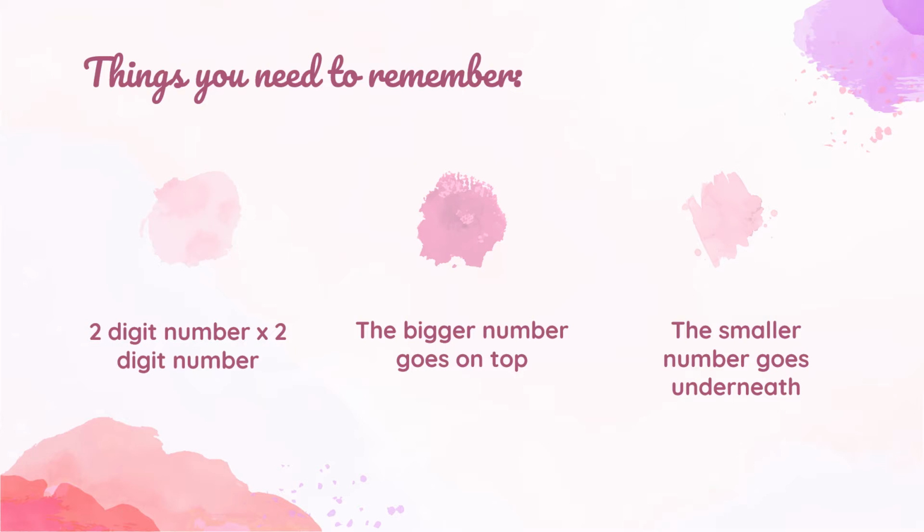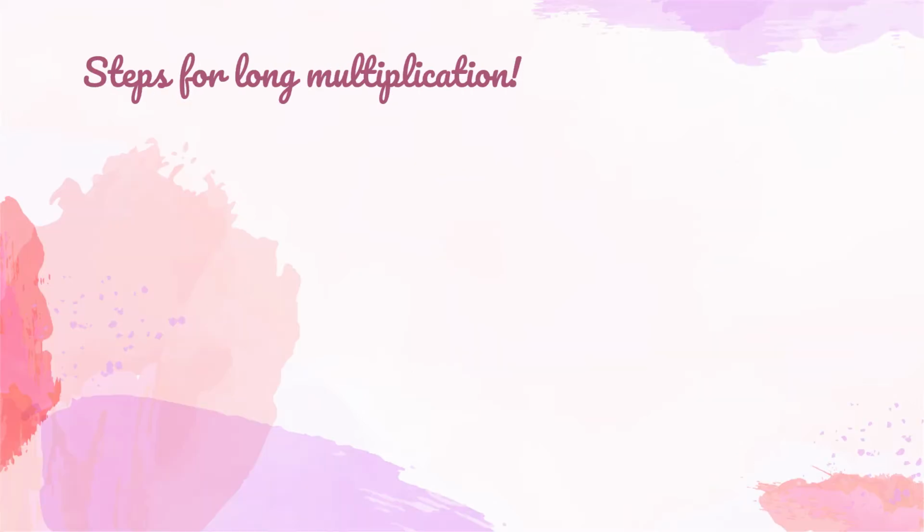The bigger number always goes on top, so elephant on top, and the teeny tiny ant or the smaller number goes underneath. So it's a bit more tricky here. You've got two-digit numbers. You need to concentrate on which is the bigger number and which is the smaller number. Let's remind ourselves about the steps for long multiplication.